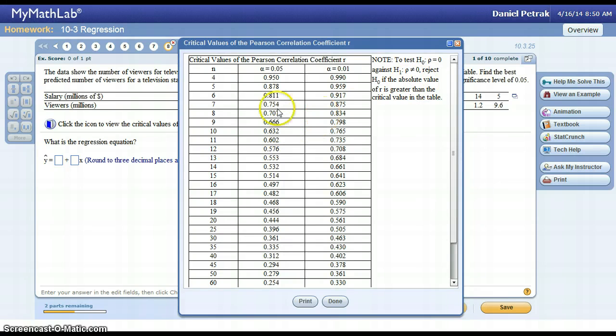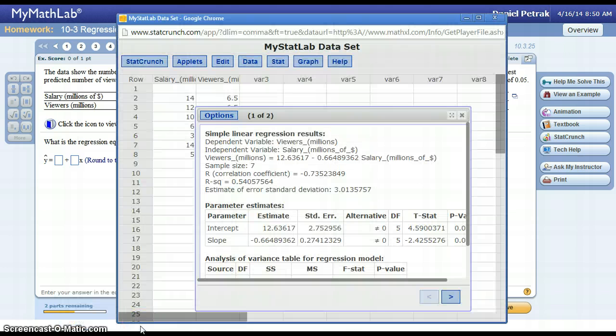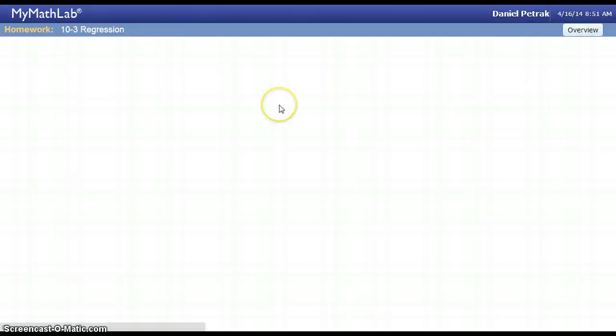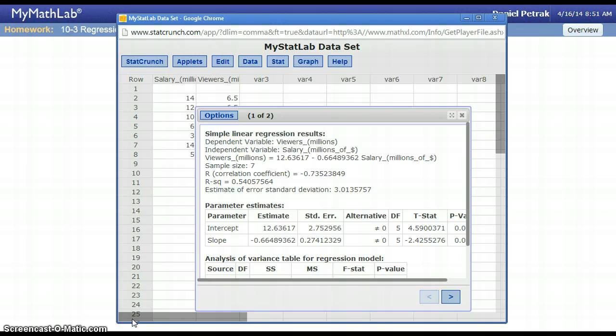So it looks like we were close, but when I removed that one, it got us close because we had 0.735 and it needs to be at 0.754. So very close, but still not quite enough to reject the null hypothesis. And that's telling me there's not quite strong enough association between these variables.